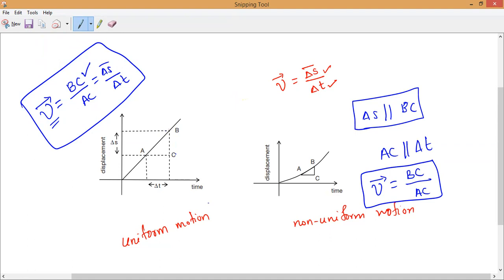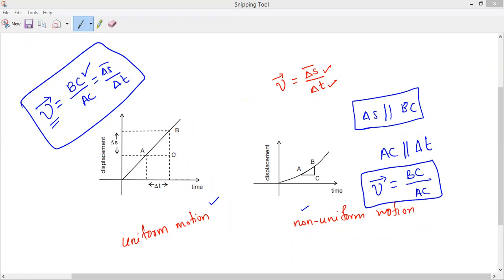So kindly draw these graphs also. Have you drawn? Neatly draw. Use a scale and draw. Don't draw freehand. Okay, sir. Use a scale and properly make it. How beautiful the diagrams are here. Like that only, make it. So this is all about instantaneous velocity.